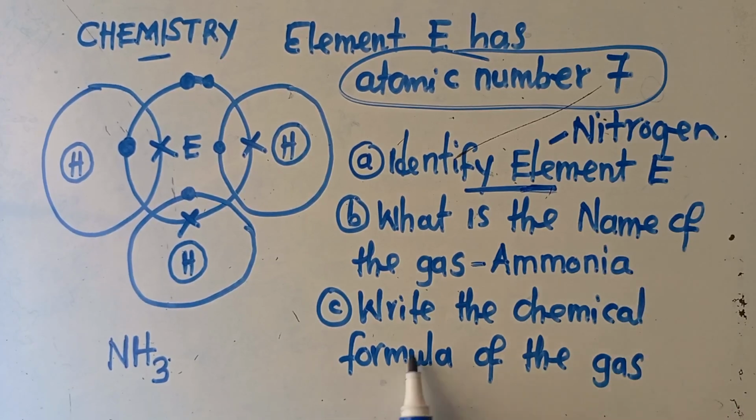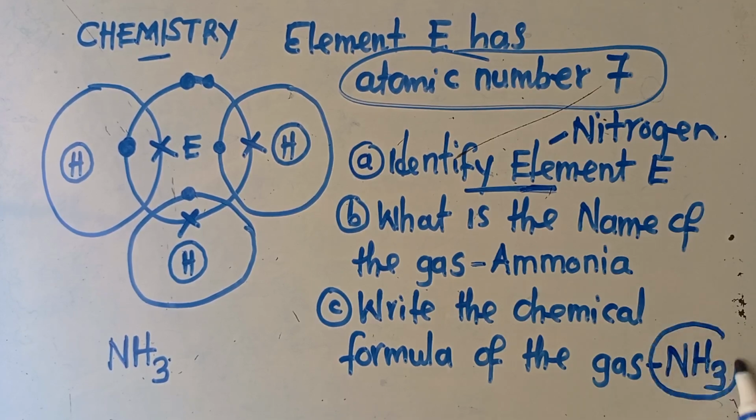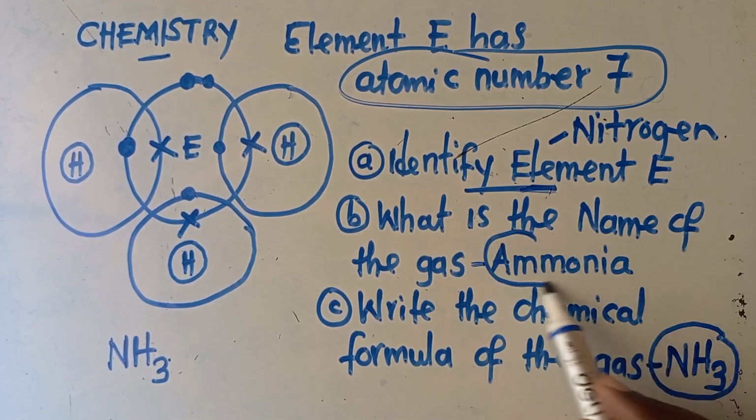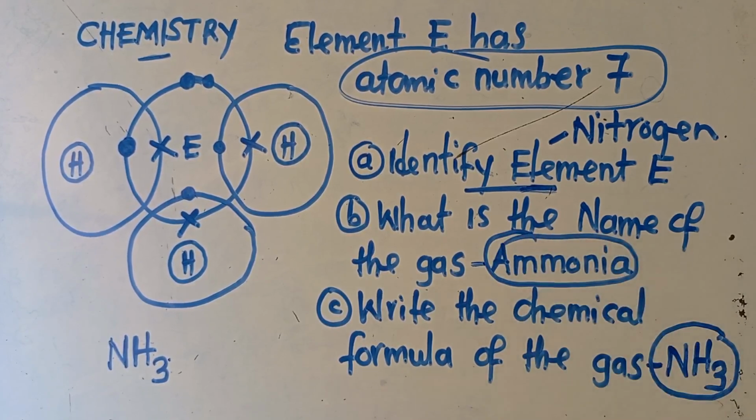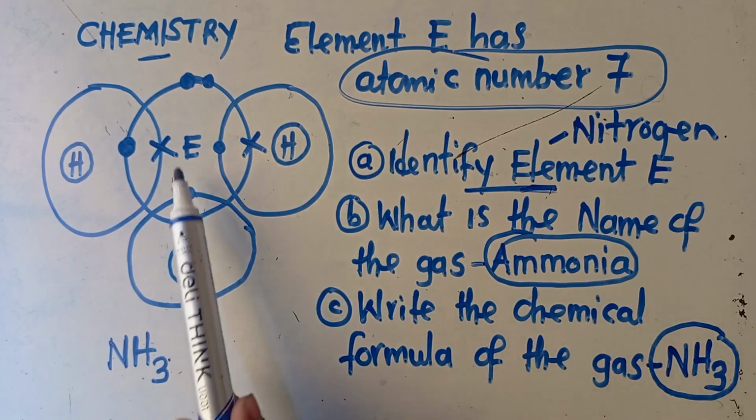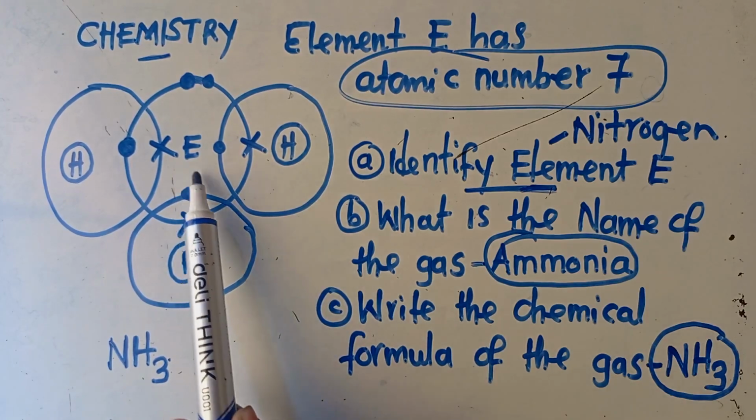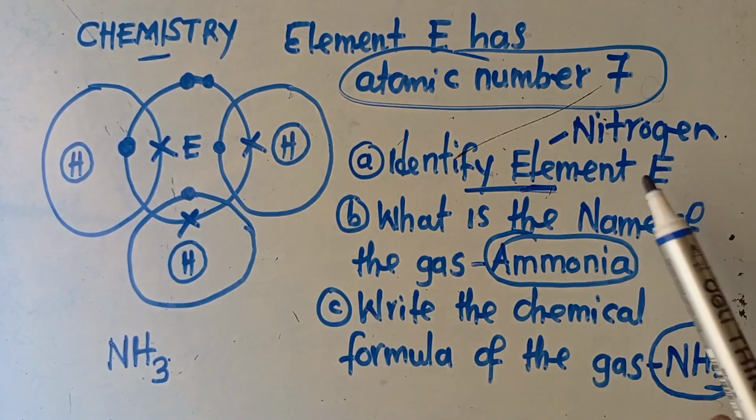This is ammonia. Then we've got this other question that is saying, write the chemical formula of the gas. The chemical formula of the gas is NH3. This is the chemical formula of the gas. This one here is the name of the gas. Then element E, which was not mentioned there, is nitrogen.